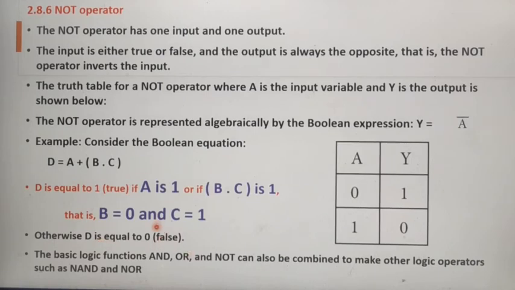False means 0. The basic logic functions AND, OR and NOT can also be combined to make other logic operators such as NAND and NOR. By combining these three logic functions, we can make some other logic operators such as NAND and NOR.